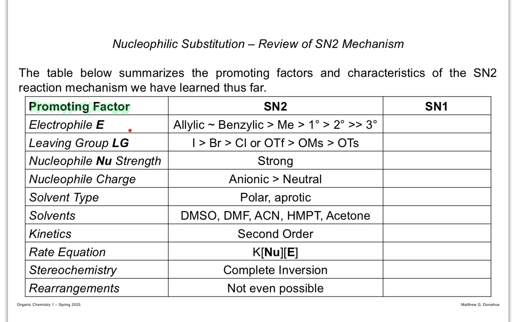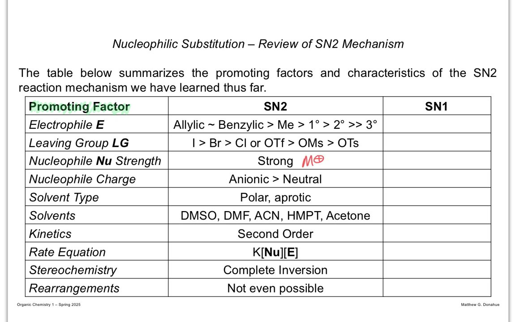The electrophile, again, keep in mind what allylic and benzylic mean. So methyl is greater than primary, greater than secondary, and tertiaries do not react. The leaving group, typically a halogen of that order in terms of the rate. Iodine's greater than bromine, greater than chlorine, or if we have those activated alcohols, so those sulfonate esters, we want a strong nucleophile.